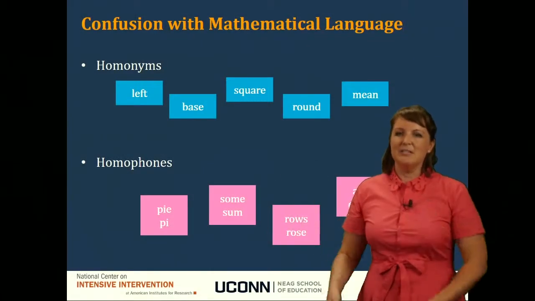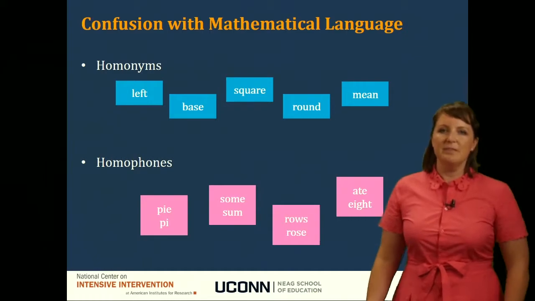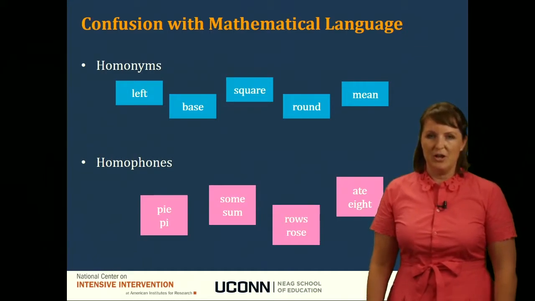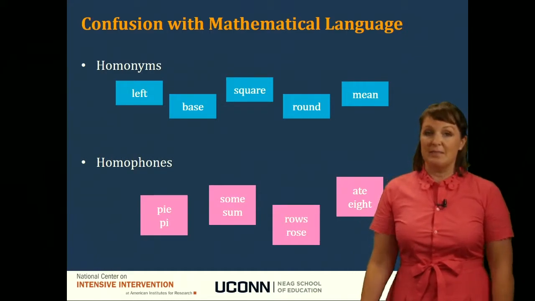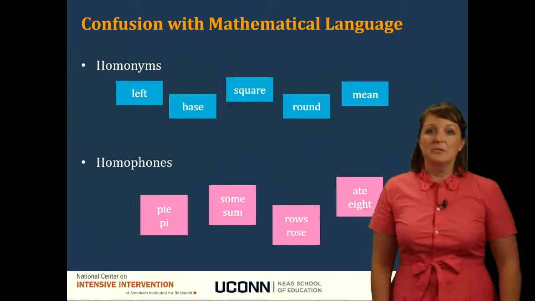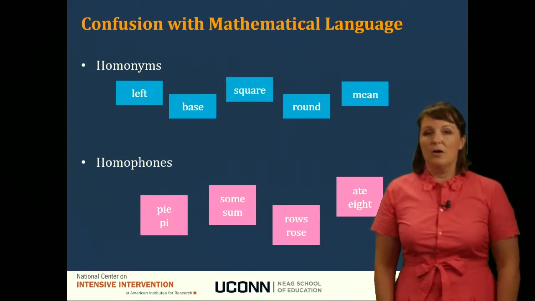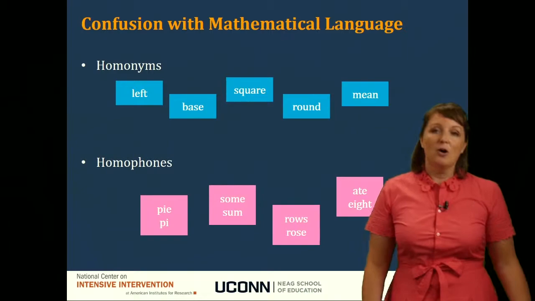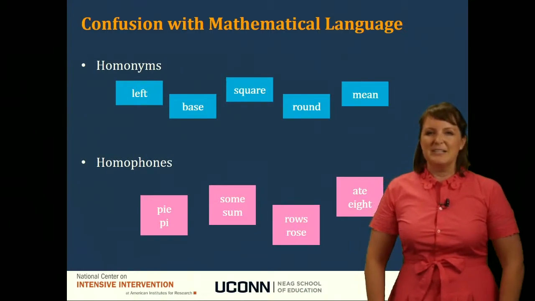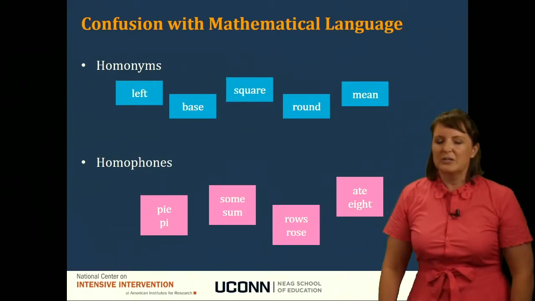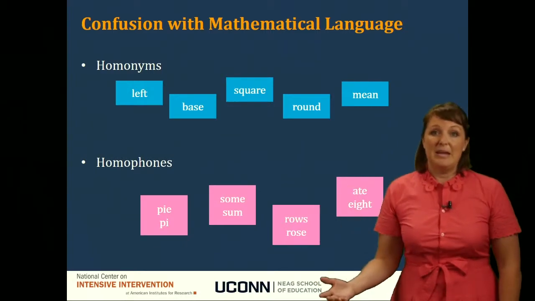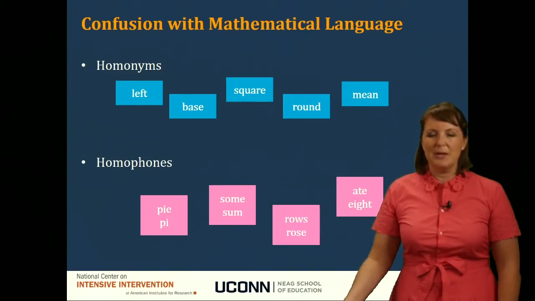Unpause. Now we're going to talk about why students might have some confusion with mathematical language. First, a lot of words in mathematics are homonyms. That means that they have 2 meanings. So if I think about left, I could think about turning left, or I could think about something that's left over. When I hear the word base, I could think about sliding for first base. I could also think about the base within an exponent.